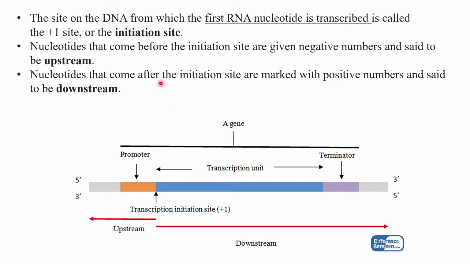Nucleotides that come after the initiation site are marked with positive numbers and said to be downstream. This is downstream, coming after the initiation site, and they have positive numbers like +1, +2, +3, etc. This is the whole gene having promoter and terminator site, and the transcription unit is also called a structural gene.